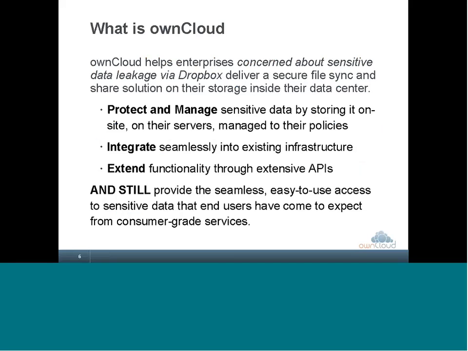We integrate seamlessly into the existing infrastructure, which means something as simple as authentication, but also extended mechanisms like custom backend storage. You might need a DLP solution, so we can extend functionality through OwnCloud to connect to an existing data loss prevention solution, for example. And still the idea is to provide that seamless, easy to use, Dropbox-like access to the sensitive data that your end users have come to expect from these consumer-grade services that they're bringing into the enterprise. So that's what OwnCloud is. Protect and manage that data, integrate in with what you have, and extend that functionality, and still provide that Dropbox-like experience.